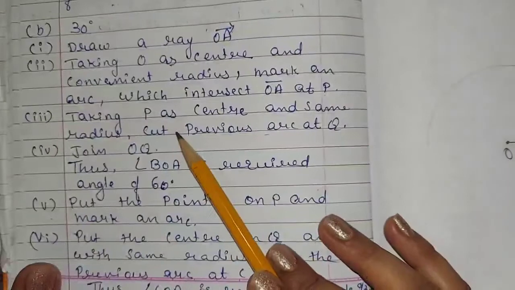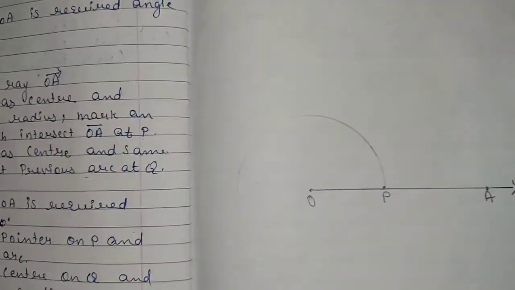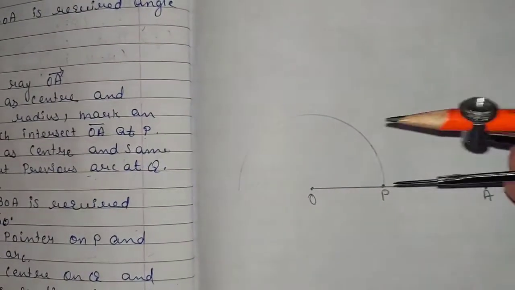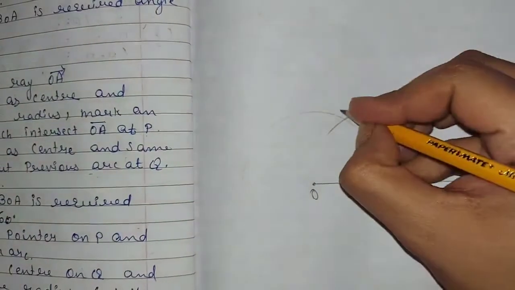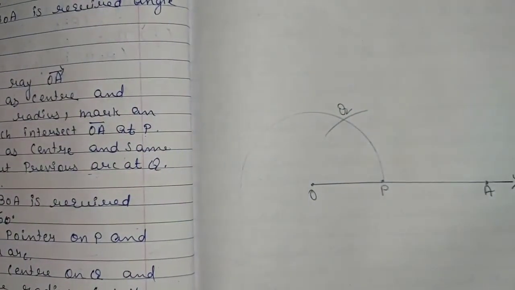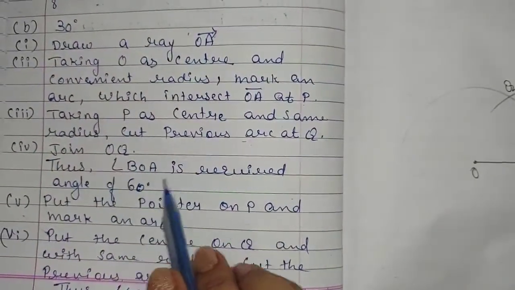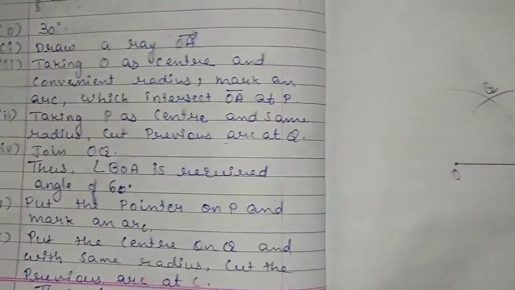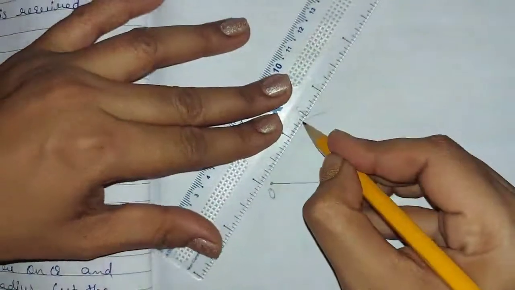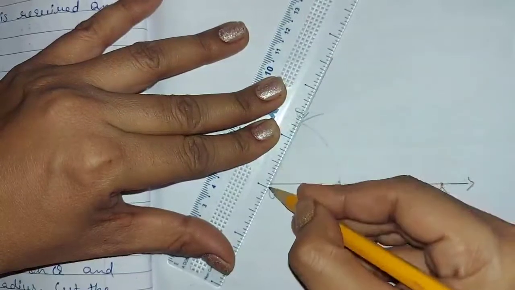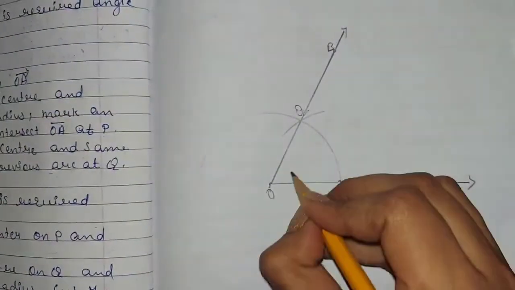Step number 3. Taking P as center and same radius, cut previous arc at Q. So here also we will follow the rule of 60 degree. Taking P as a center and with the same opening of the compass, we will mark one arc and label it as Q. Now step number 4. Join OQ. Thus angle BOA is required angle of 60 degree. So let us join OQ with the scale. So students, here we have joined OQ with the scale and this angle BOA is 60 degree angle.